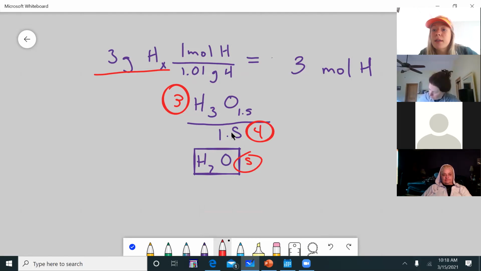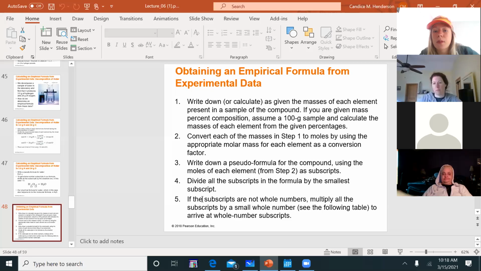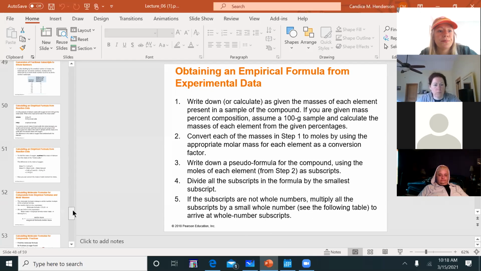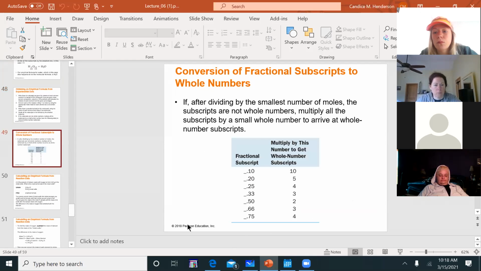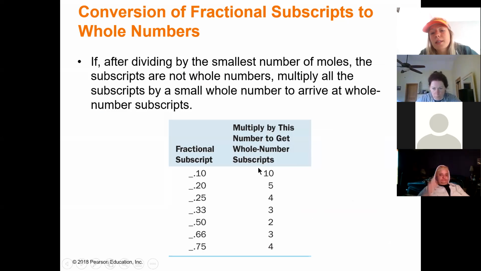What if after you divide by the lowest number, you still have a decimal? And that does happen. In that case, if the subscripts are not whole numbers after you divide by the smallest one, multiply the subscripts by some sort of whole number on the following table. That will get you to a whole number. So let's say after you divided, you still had like a 0.5 lying around. You would multiply everything by 2 to get rid of that 0.5.